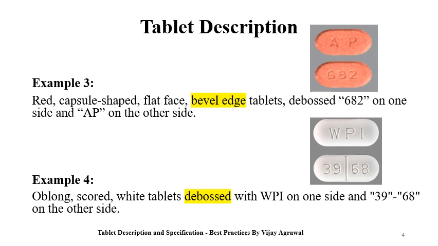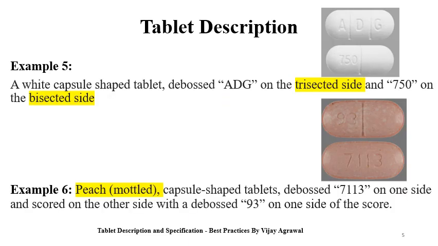Then example 4, oblong squared white tablets debossed with WPI on one side and 3968 on the other side. Here in the description, shape, scoring, color and debossing is included. Then let's move to the example 5. Capsule, a white capsule shaped tablet debossed with ADG on the trisected side and 750 on the bisected side. So here two break lines are there on one side of the tablet and single break line is there on the other side of the tablet.